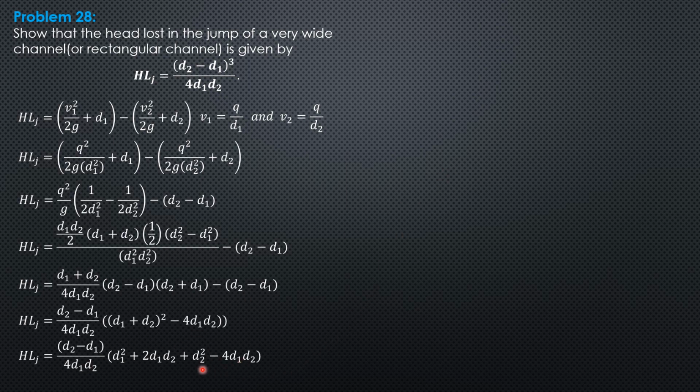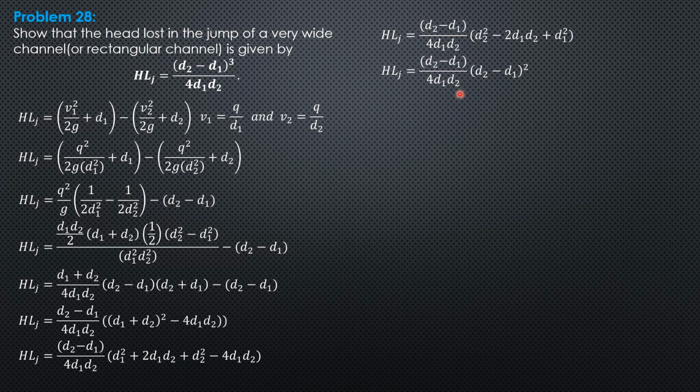Simplifying inside, combine like terms. So we have head loss in the jump, depth 2 minus depth 1 over 4 depth 1 depth 2, times the quantity depth 1 squared minus 2 depth 1 depth 2 plus depth 2 squared. This is a perfect square trinomial. The factors are the quantity depth 2 minus depth 1, squared. So head loss in the jump is the quantity depth 2 minus depth 1 over 4 depth 1 depth 2, times the quantity depth 2 minus depth 1, squared.